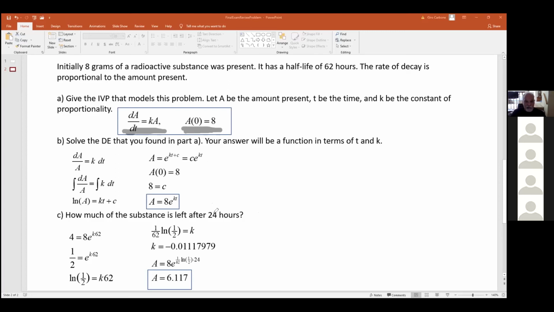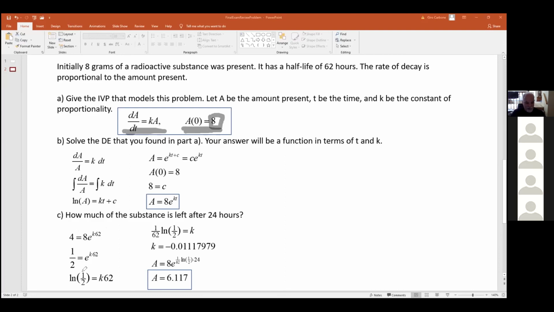Well, they want to know how much substance is left at 24 hours. So I'm told that the half-life is 62 hours. If I initially start out with 8, then at the half-life of 62 hours, I'm going to have 4, right? The half-life is half. So at 62 hours, I have 4, and then I could solve this for K.